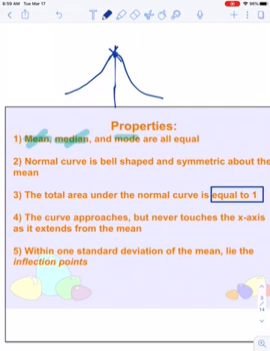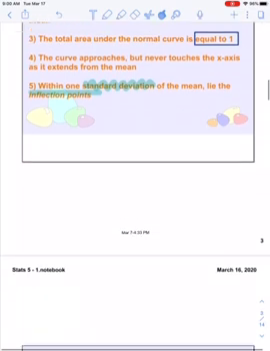The curve approaches but never touches the x-axis, so it's like an asymptote, okay? And it can't drop below that x-axis. Then within one standard deviation of the mean are your inflection points, and we're going to focus on these inflection points a lot today. Remember, standard deviation talks about how spread out your data is, so the more spread out, the fatter and wider your curve. We're going to be able to estimate what the standard deviation is, how spread out it is, based on the inflection points. So we're going to talk about that today.